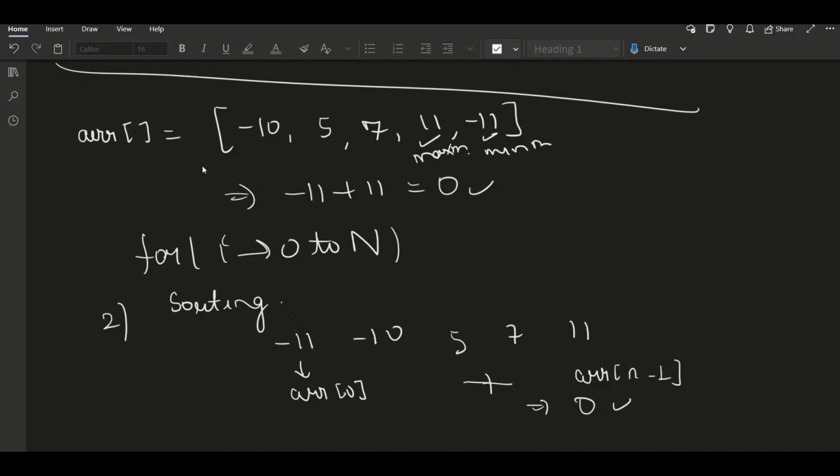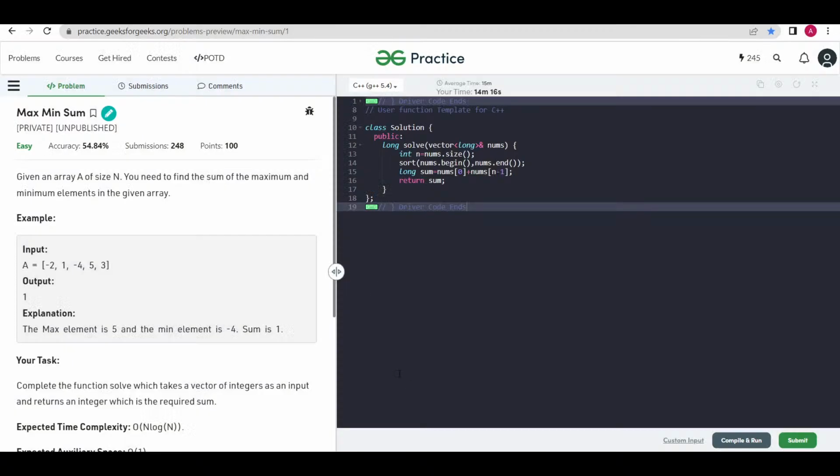That's the approach I have applied. Let me show you the approach here. Firstly, we are given the solve function, and we are given the array as a vector there, and we need to find the sum of the maximum and minimum value. So here we have found the size, n equals nums.size(), and then we have sorted the given array. Then, as I told you, we'll be summing up the last value and the first value. So we have sum equals nums[0] plus nums[n minus 1], and at the end we are just returning that sum value.